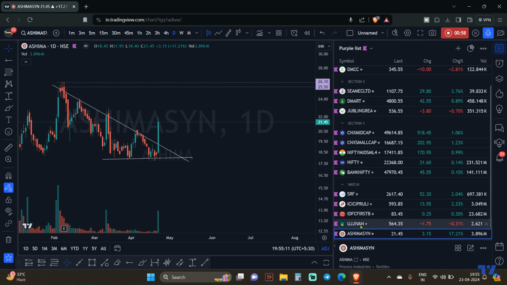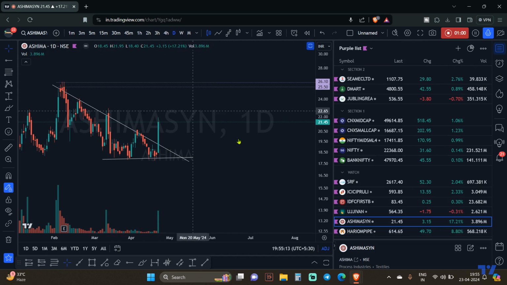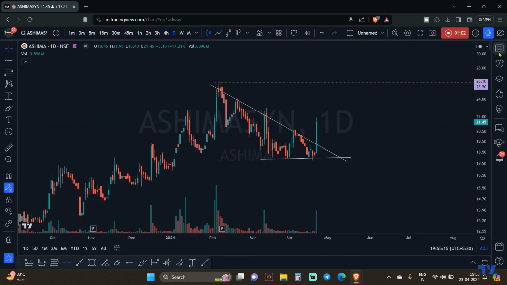Today we are going to discuss two stocks, Ashima on daily time frame and Hariom Pipe on daily time frame. So right in front of you is Ashima on daily time frame. Let me show you what I have done here. So this was the near term high.